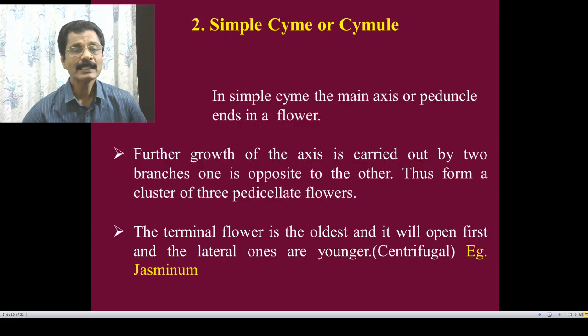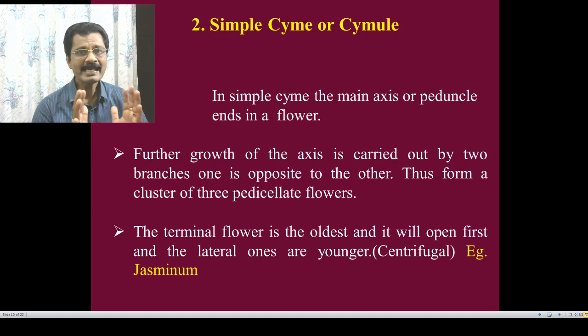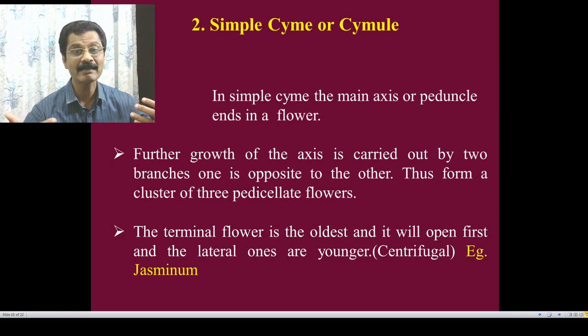And another one is simple cyme or cymule. In simple cyme, the main axis or peduncle ends in a flower. Further growth of the peduncle is carried out by two branches, one opposite to the other. Thus, they form a cluster of three pedicellate flowers. The terminal flower is the oldest and it will open first, and the later ones are younger. This type of arrangement is called centrifugal arrangement. Example, jasminum.